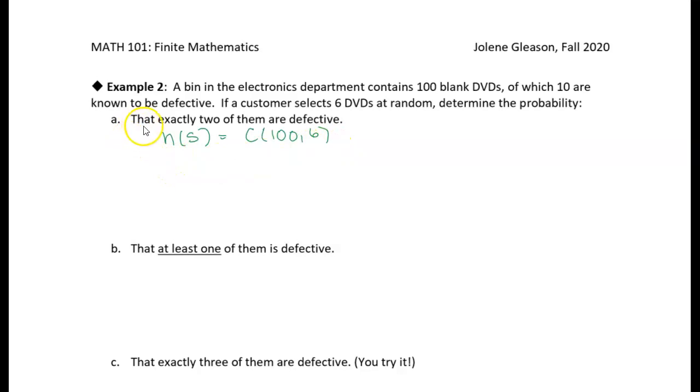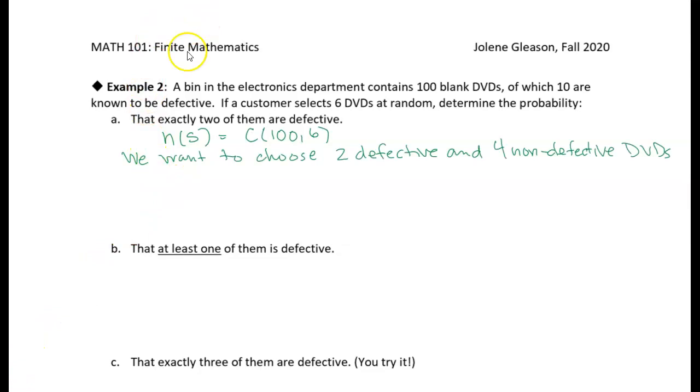And then I'm going to look at the event that I'm interested in. The event that I'm interested in is the case where we get exactly 2 of them that are defective. Okay, so we want to choose 2 defectives, right? To do this, we're gonna choose 2 defective DVDs and 4 non-defective, right? Because we're still gonna choose 6. All right, so let's think about how we're gonna do that. I'm just gonna go ahead and put this into our probability equation, but we need to figure out the numerator, right? How are we going to choose 2 defective and 4 non-defective DVDs?